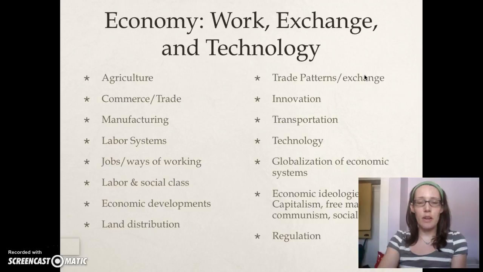Again, economy is pretty big. Sorry, I'm blocking this little section right here. It says economic ideologies: capitalism, free markets, communism, and socialism.